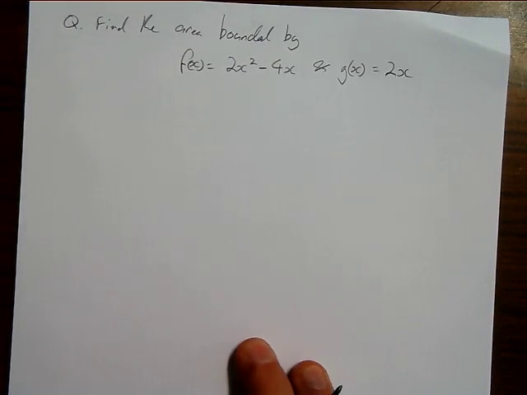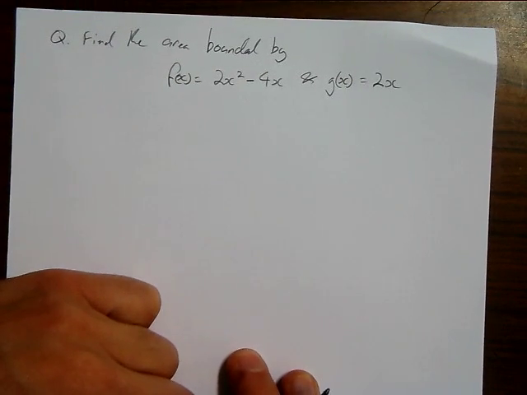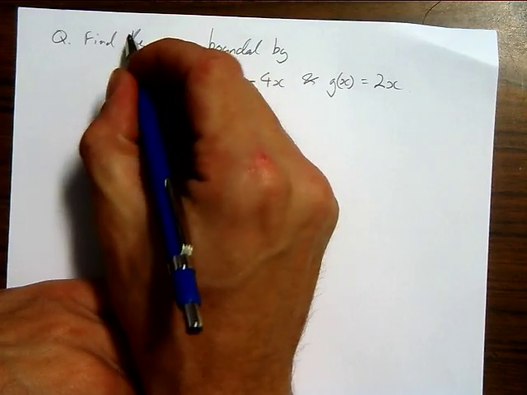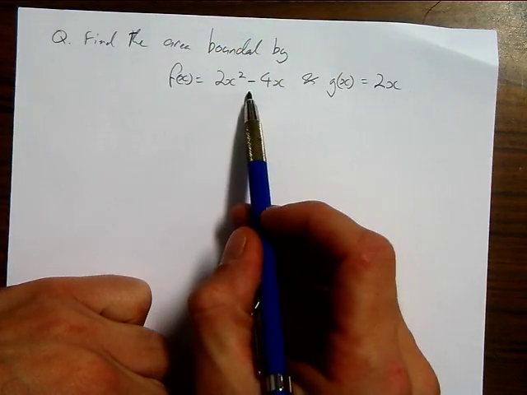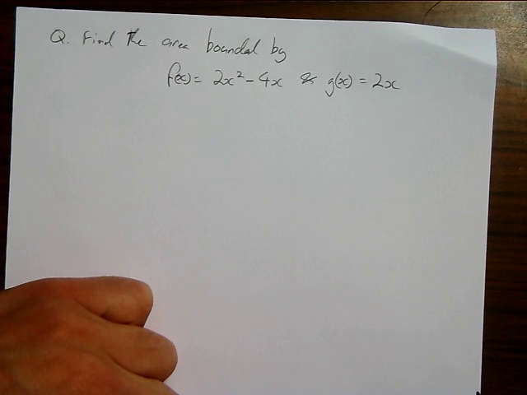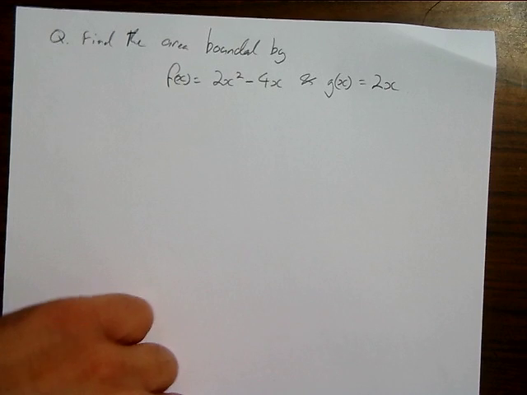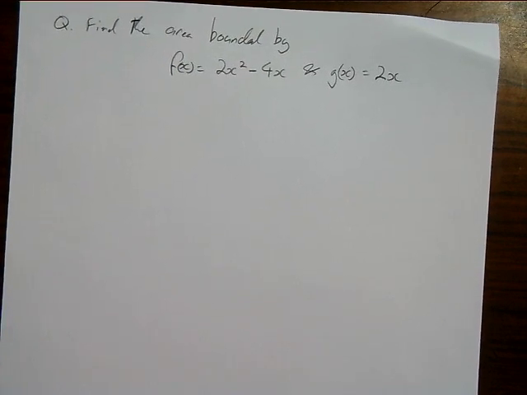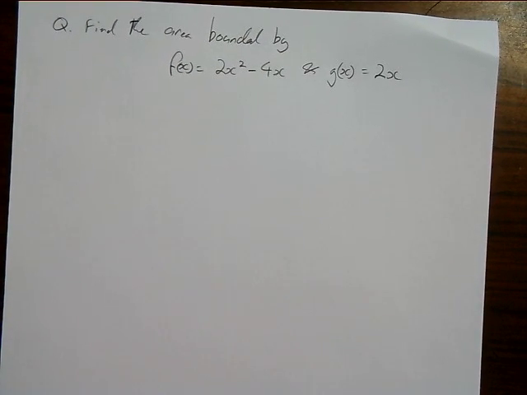Alright, so we're trying to solve this question to find the area bounded by these two functions, f of x equals 2x squared take 4x, and g of x is 2x. So, thinking back to what we've done, if we're finding the area between two functions, what's the easiest way to go about that to start with?